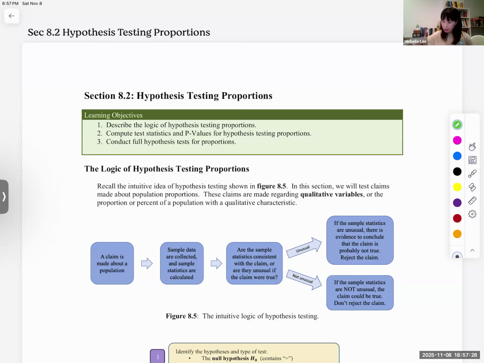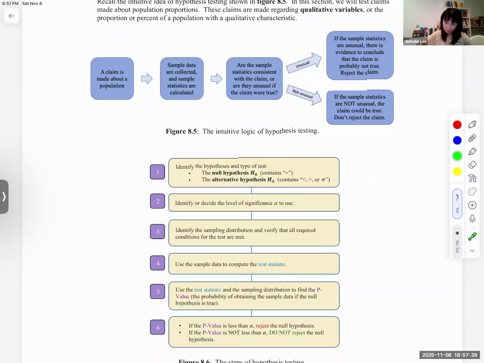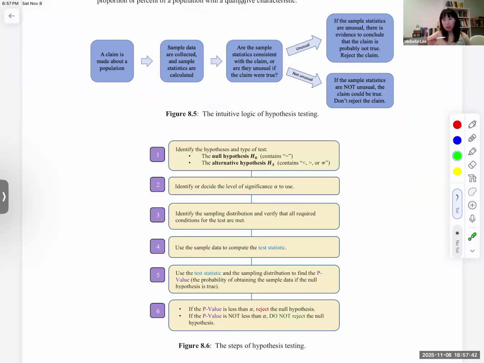Okay, so let us take a look at the learning objective here, right? So we learned about this one last time. So let me read one more time. How do we make a logic of hypothesis testing? We identify the null hypothesis test. We call it H naught, right? And the alternative hypothesis test, H sub A, right?